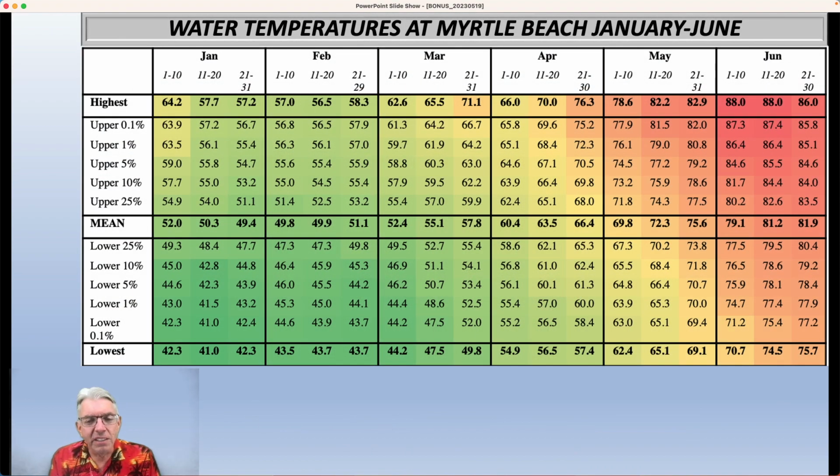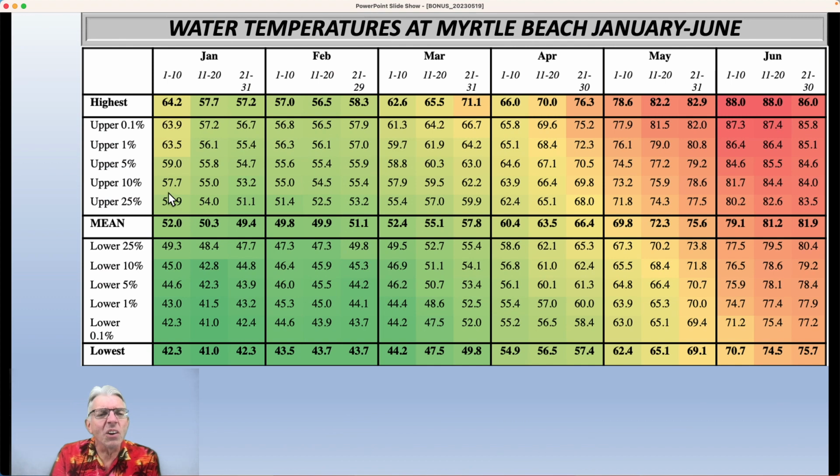Now, this data is courtesy of the National Weather Service office in Wilmington, North Carolina. And these are the water temperatures at Myrtle Beach during the months of January to June. So you take a look here, and they split the month up into 3 parts. So January 1st to the 10th, and they took this data from 2005 to 2016, the highest water temperature during that time was 64.2, the lowest was 42.3.